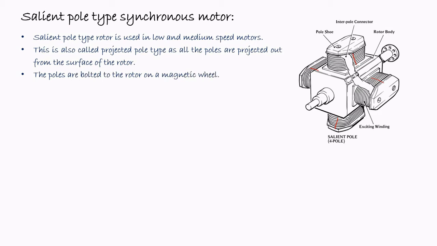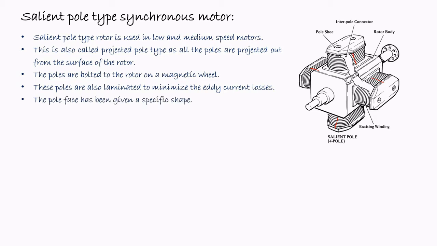The poles are bolted to the rotor on a magnetic wheel. So these poles are basically bolted with the structure of the rotor. These poles are also laminated to minimize the eddy current losses. It is not a solid structure, rather it is laminated thin sheets, basically to reduce the eddy current losses. The pole face has been given a specific shape. The field winding is basically provided on the pole shoe.